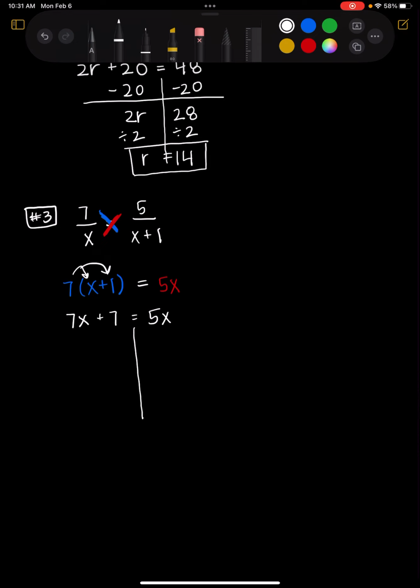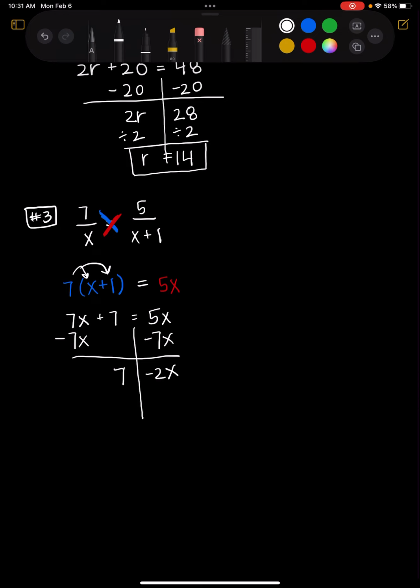I usually like to move the x's so that the x's are on the opposite side of the thing that doesn't have an x. And so for that case, I'm going to subtract 7x from each side, because if I subtract 7x, then I have the x's on the right side and the thing without the x on the left side. It makes for a few less steps. So the 7x's cancel out on the left side, which means I'm just left with 7 right here. And then we have 5x minus 7x on the right side, and 5x minus 7x gives me negative 2x.